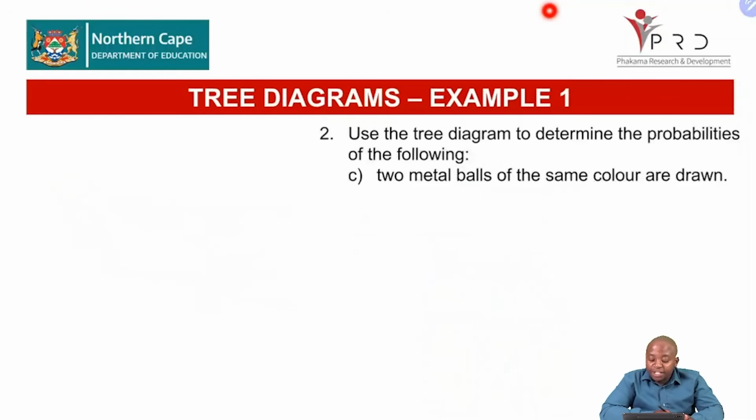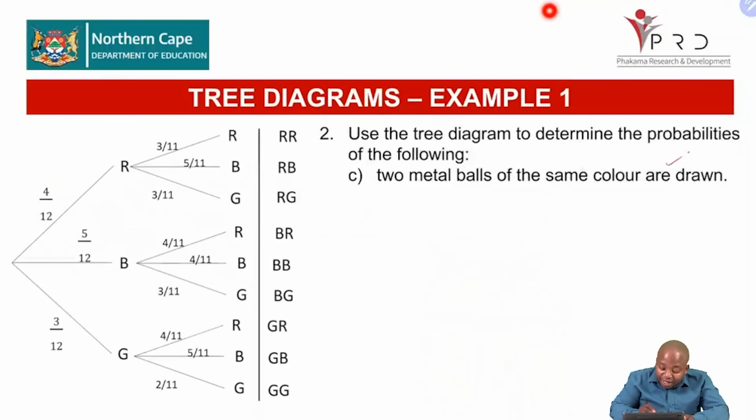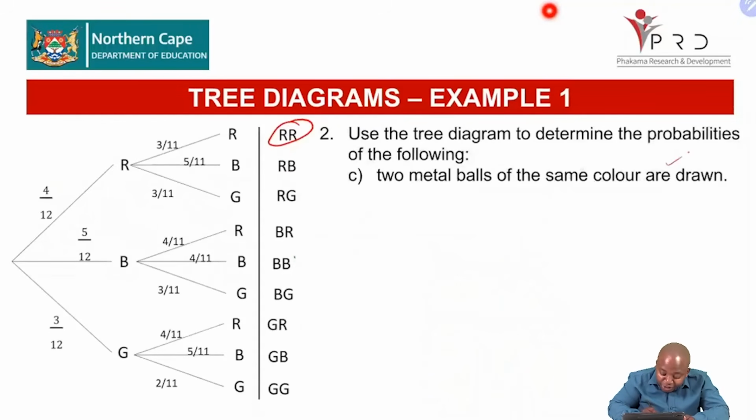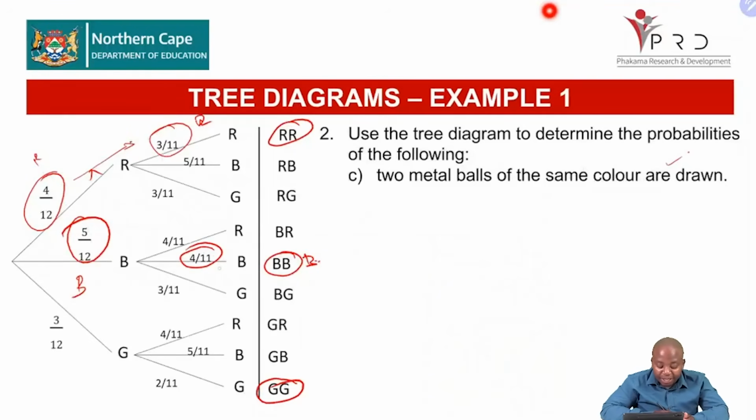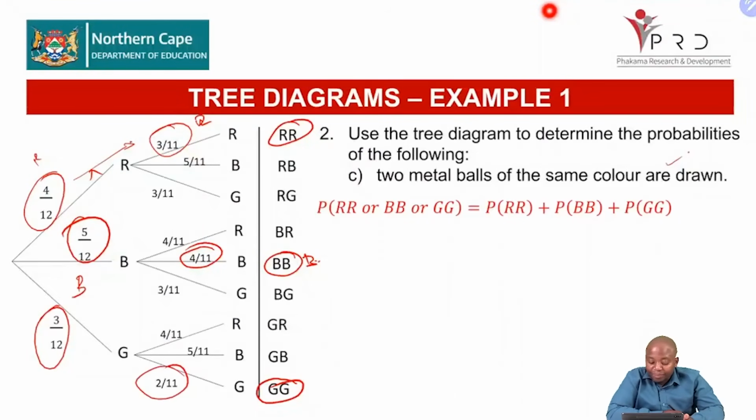Then let's look at number C. Calculate the probability of selecting two metal balls of the same color. The metal balls of the same color are red, blue, and green. So we take red and red, the first R and another R, and multiply them together. Plus we take the blue and the blue, B and B, and multiply them together. Green and green, we multiply them together.